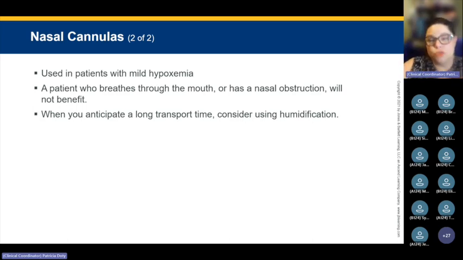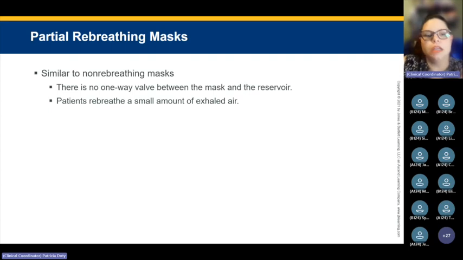When you anticipate a long transport time, you consider using humidified oxygen. I've only seen maybe a couple of transfer trucks, so to speak, that have humidified oxygen in their trucks and ready to go already, but it's not something that you can't carry. A partial rebreathing mask is similar to our non-rebreather, but there's no one-way valve between the mask and the reservoir. And so they are going to get a little bit of that exhaled air.